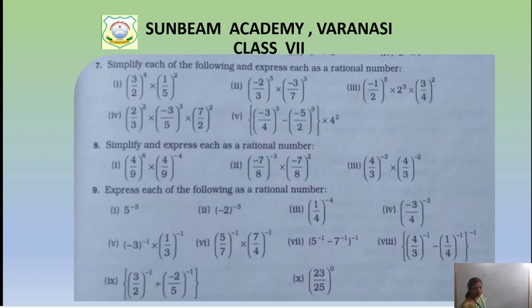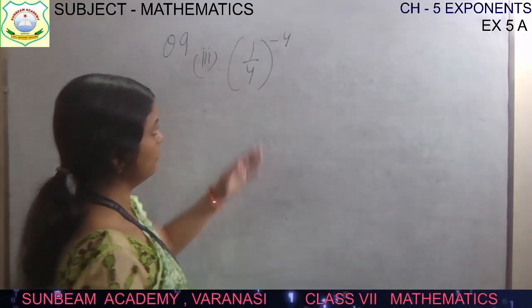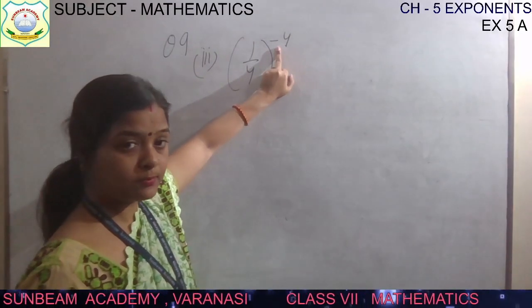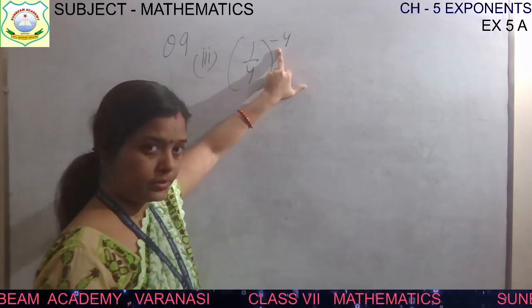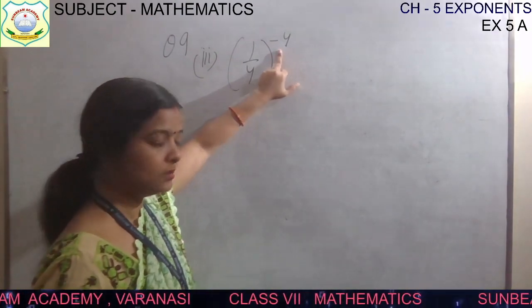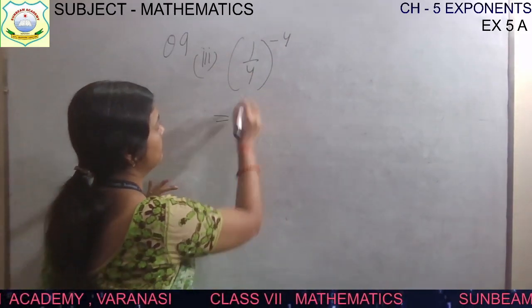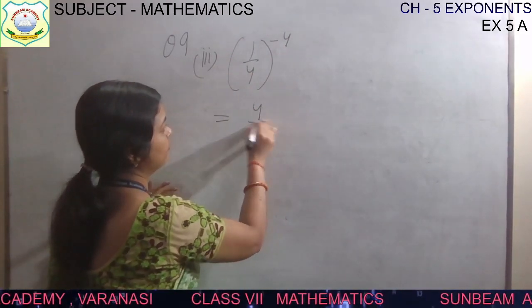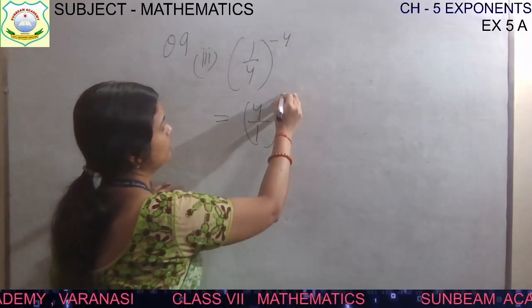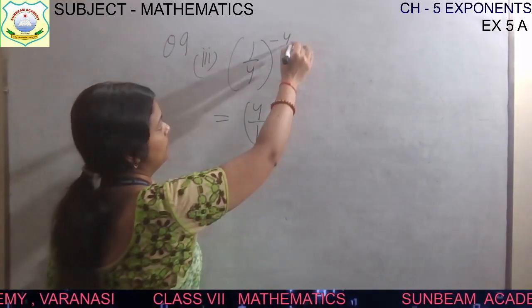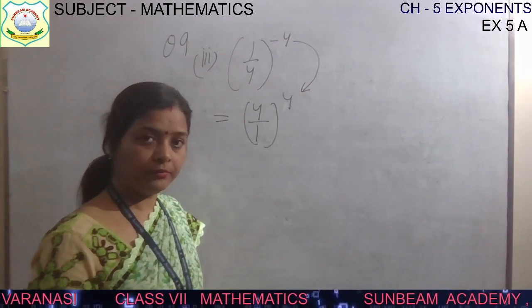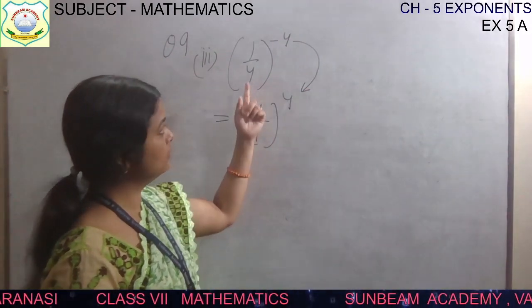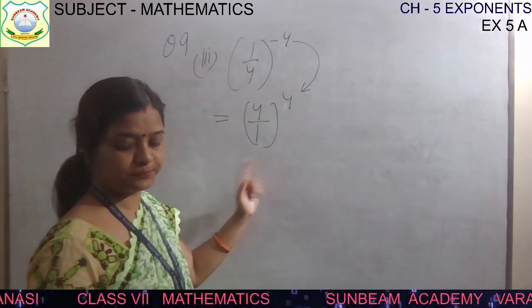Let's see the board work. Now the exponent is negative. Negative exponent is there, so we have to make it positive and then we can find our answer. So the reciprocal of 1 by 4 is 4 by 1 to the power 4. Now the negative is converted into positive when you make the reciprocal of it.